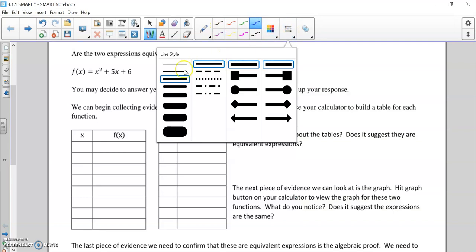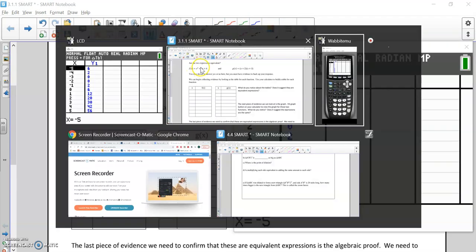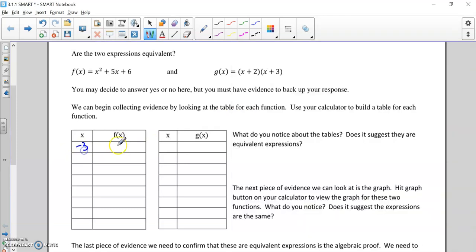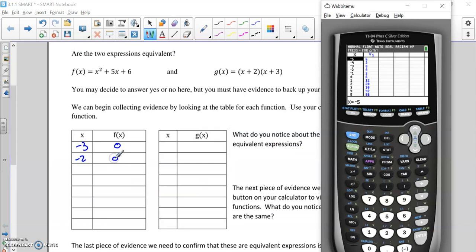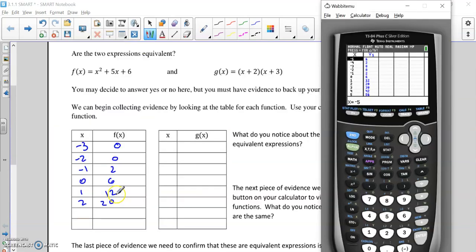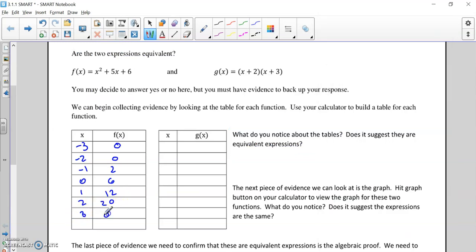I'm going to have to bring up my calculator a lot here since it's not going to stay. But we have negative 3, 0; negative 2, 0; negative 1, 2; 0, 6; 1, 12; 2, 20; 3, 30; 4, 42.